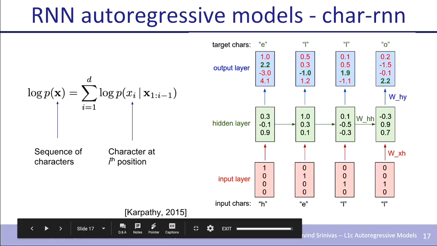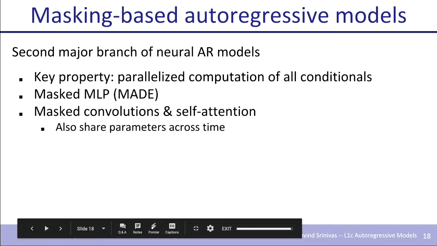This is just a picture of what it looks like. I won't describe that further. Now there's the next branch, which Pieter will now describe. These are called the masking-based autoregressive models, and they're super cool.